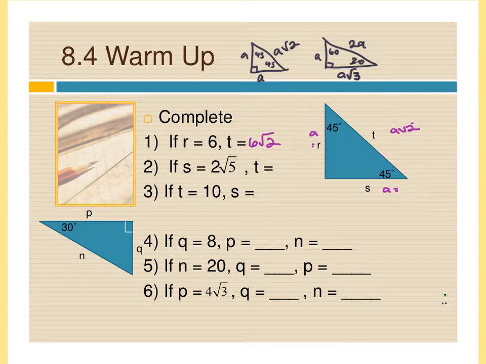For 2, it gives you that S is 2 root 5. So if S is 2 root 5, so is R. And then this would be 2 root 5 times root 2. When you've got two numbers underneath the square root, you multiply them together, and I'd get 2 root 10. And root 10 can't be simplified, so it would stay as that.